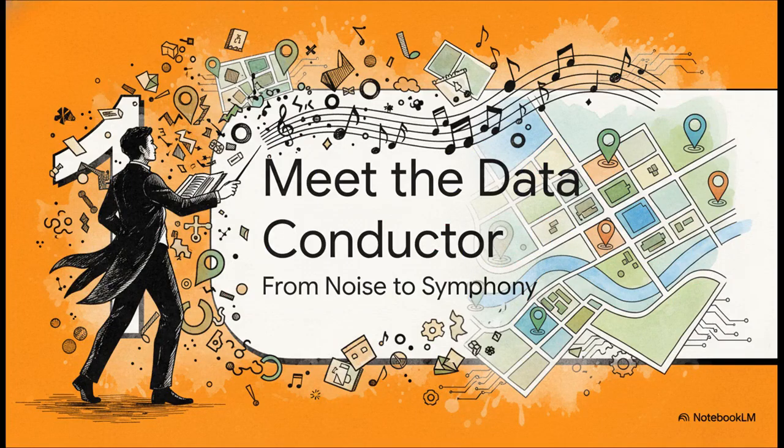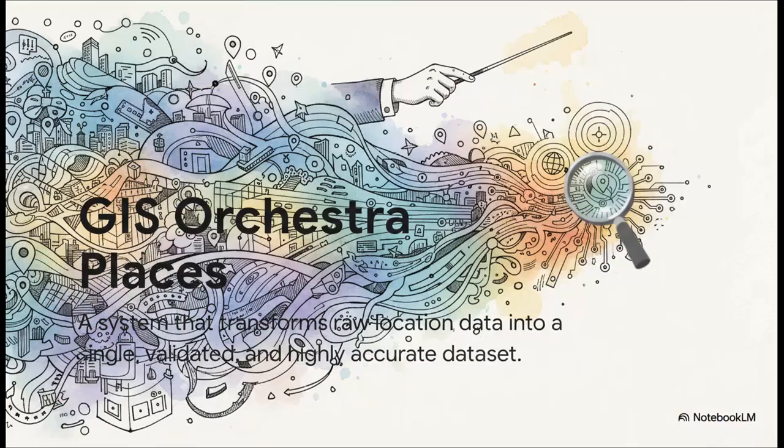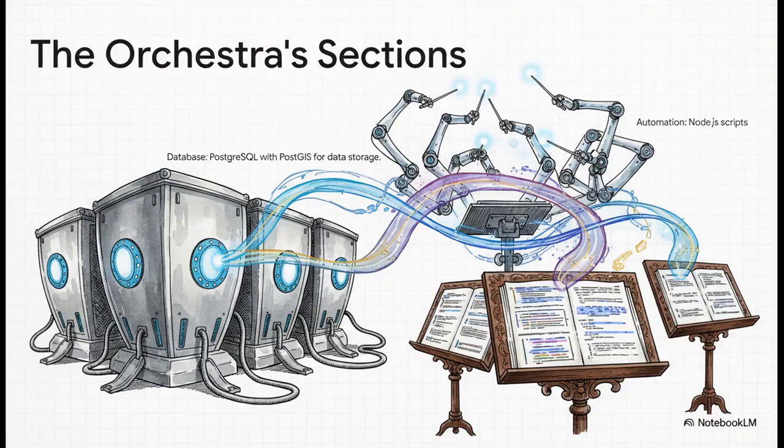But what if you could step in and, like a conductor at a podium, take all that noisy data and arrange it into a perfect symphony, a single, unified, perfect map? Well, that's exactly what a system called GIS Orchestra Places is designed to do. It has this incredibly smart pipeline that takes all that chaos and brings it into harmony, creating one validated, super accurate source of truth. And just like any great orchestra, this one has its different sections.